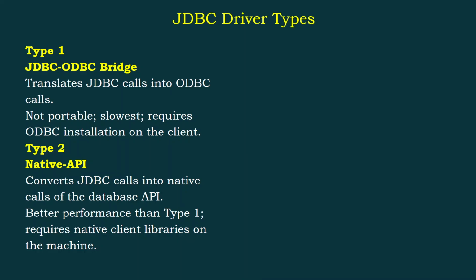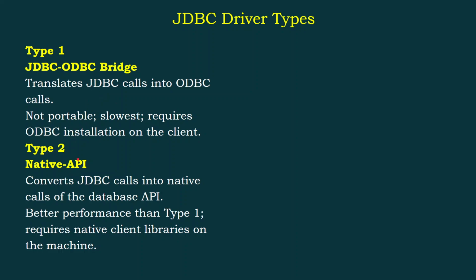Let us see the different types of drivers available. Number one is the type 1, JDBC-ODBC. ODBC is open database connectivity. This translates JDBC calls into ODBC calls. ODBC has some set of protocols, and JDBC has its own set of protocols. This JDBC-ODBC bridge will convert JDBC into ODBC format. The features of this are that it is not portable, it is the slowest, and it requires the ODBC installation on the client. So on the machine where we are using the program, ODBC should be installed. That is the feature of the type 1 driver.